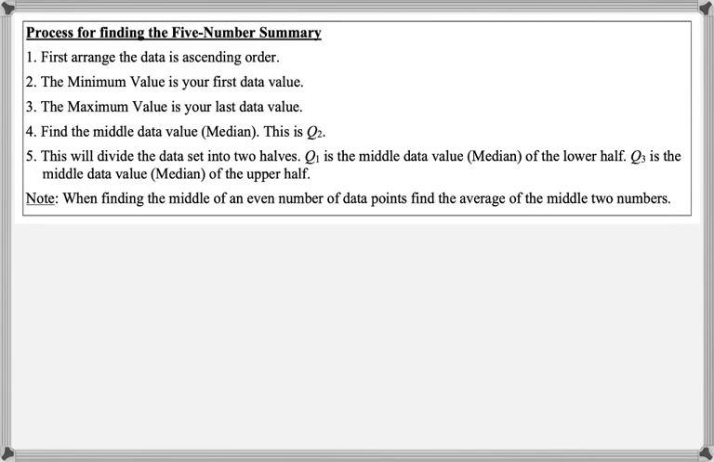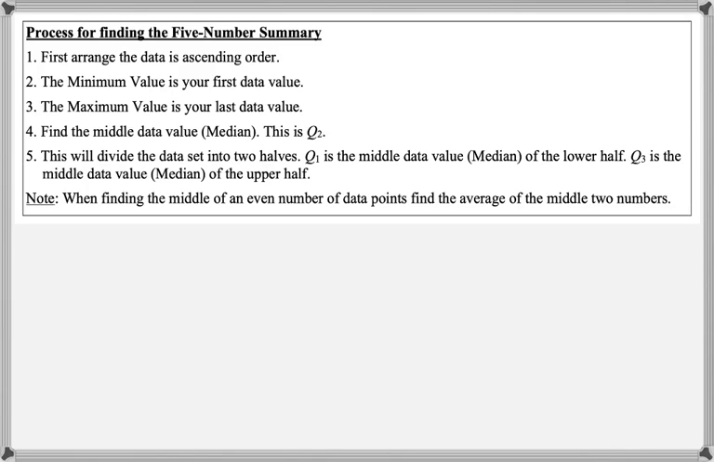We do have a process for finding the 5-number summary. First, we want to arrange the data in ascending order. The minimum value is your first data value, and the maximum value is your last data value. We want to find the middle data value, which is called the median, and this will be Q2. And then this will divide the data into 2 halves.